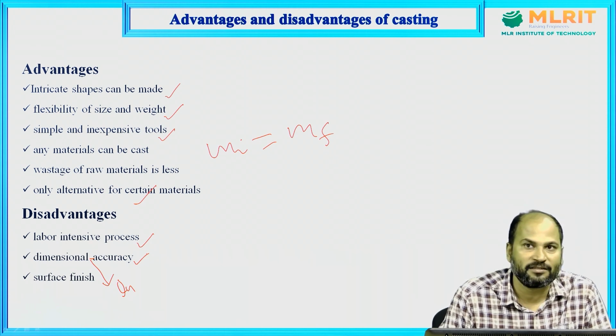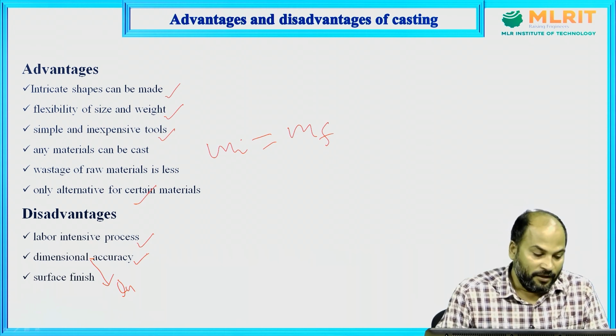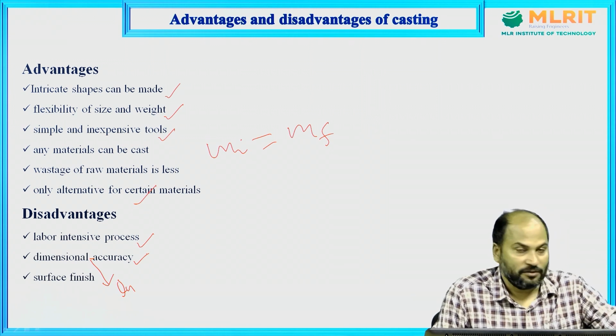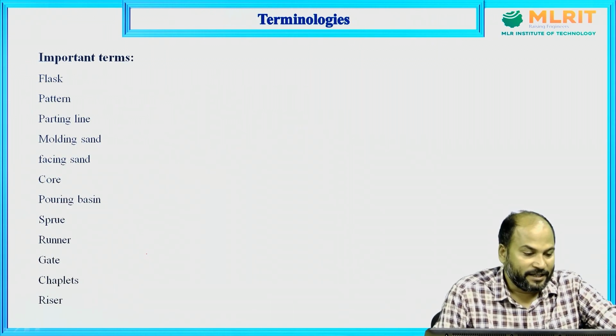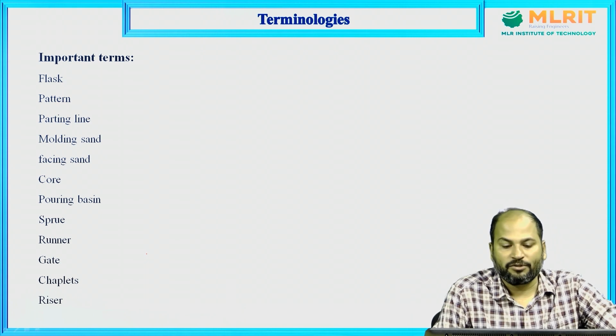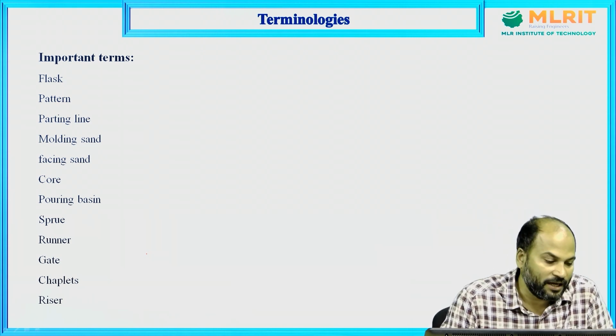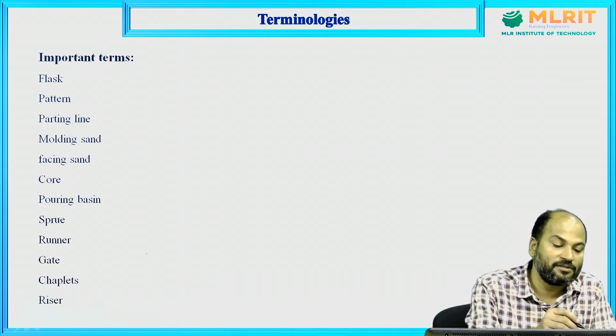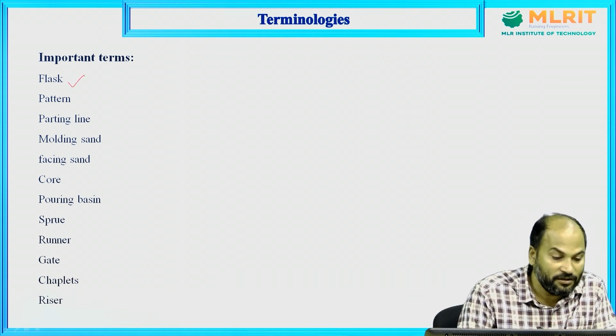So these are the three disadvantages of this process which are associated with the casting process. Next we will see what are the important terms or terminologies generally used in the casting process. So it starts with the flask. We will see what is the meaning of flask.